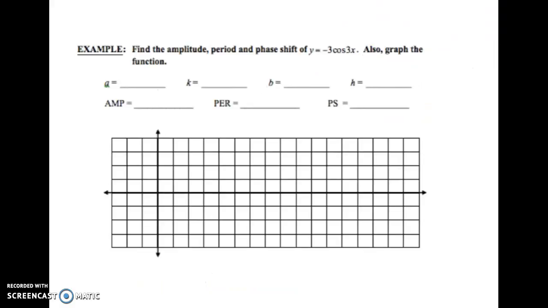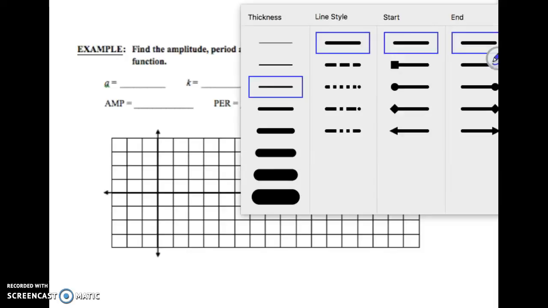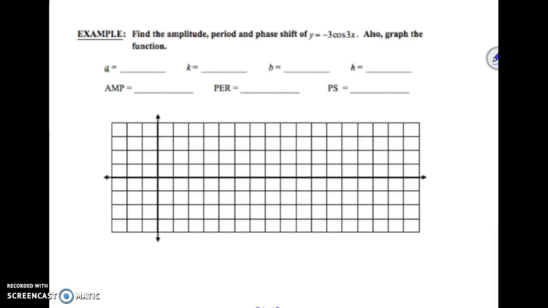Second example, I'm going to do the exact same thing that I did in the first example. I'm going to start by looking at all the information here for my function. This time my a value is -3, which means that my amplitude is going to be the absolute value of -3, or 3. I have a k value again. This time my k value is also 3, which is going to change my period. My period is going to be 2 pi over k, so 2 pi over 3 is going to be my period. I do not have a b, so that's 0, which means that I do not have a phase shift.